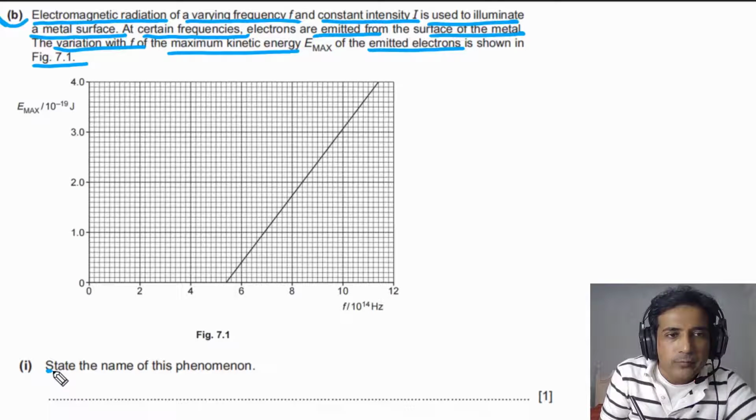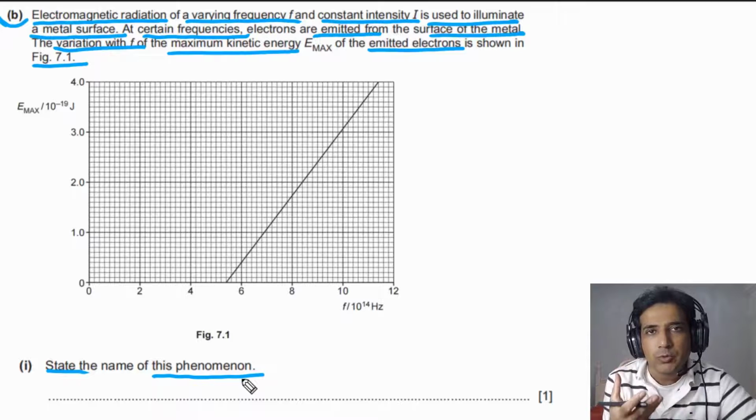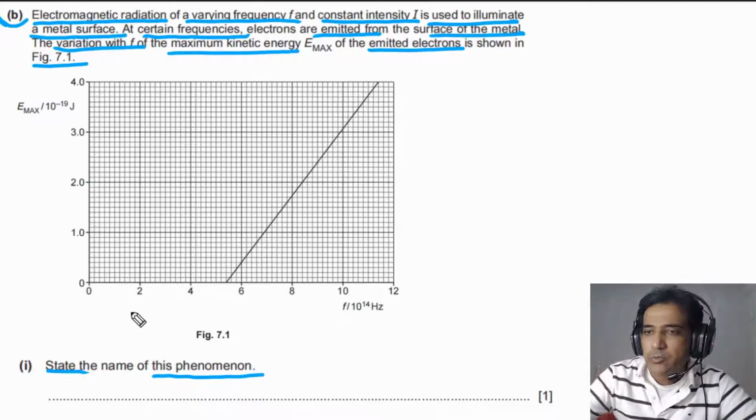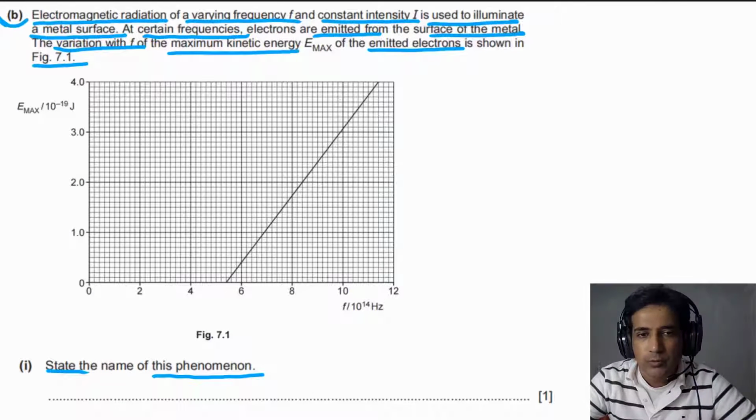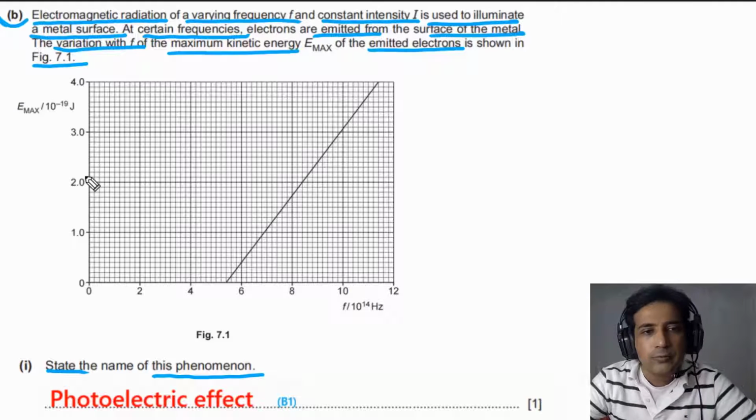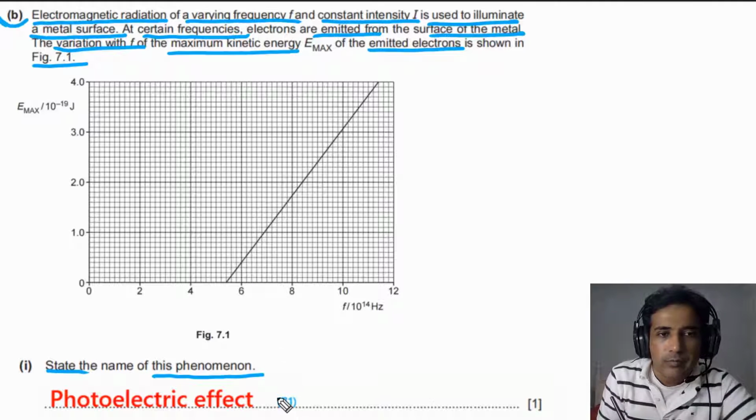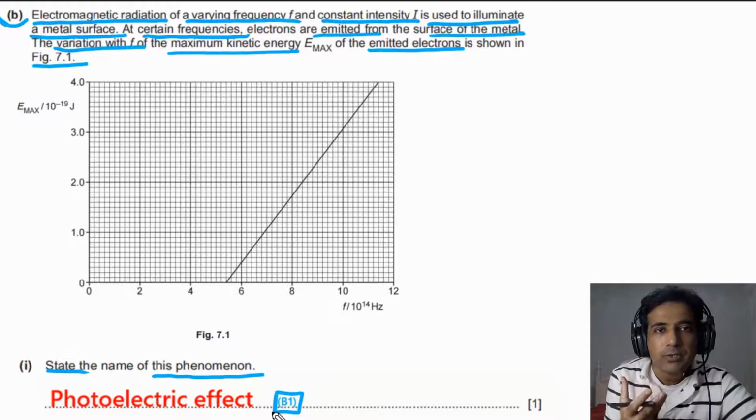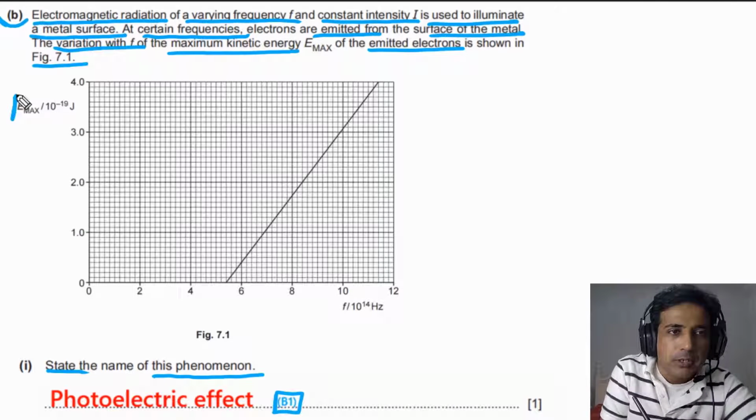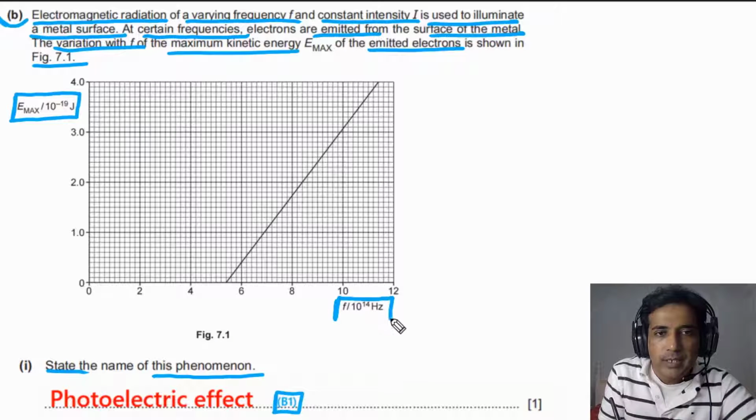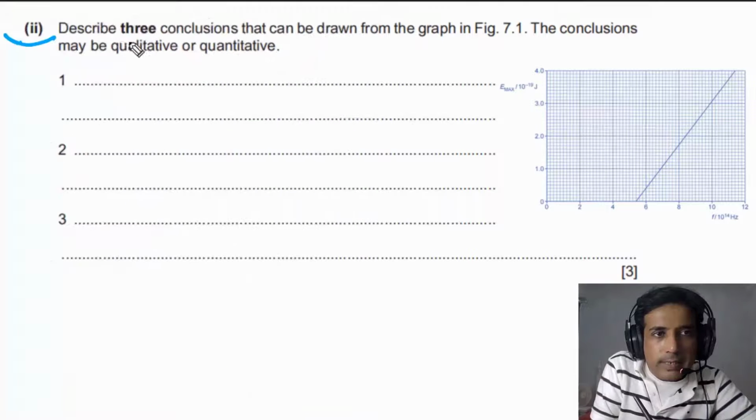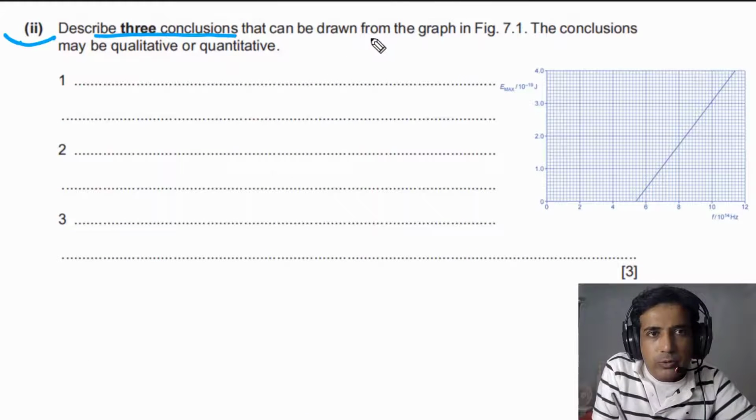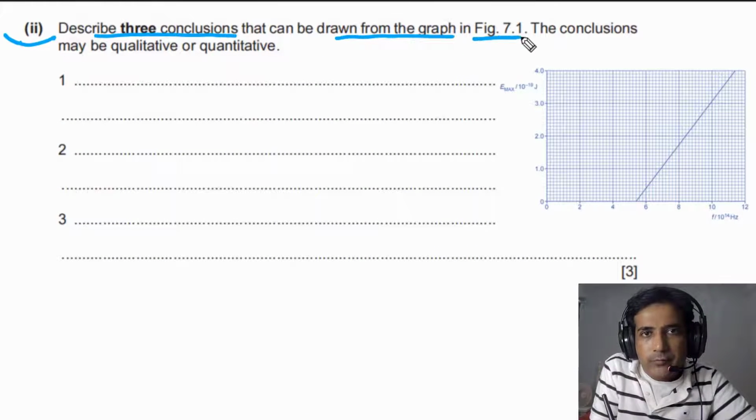For part B1, we need to state the name of this phenomenon, and this is the photoelectric effect. If you write down photoelectric effect, you will get 1 mark, and this is the B mark. Very straightforward question, and this is the typical graph between maximum kinetic energy and frequency, due to the photoelectric effect. For the second part, we need to describe 3 conclusions that can be drawn from the graph in figure 7.1.